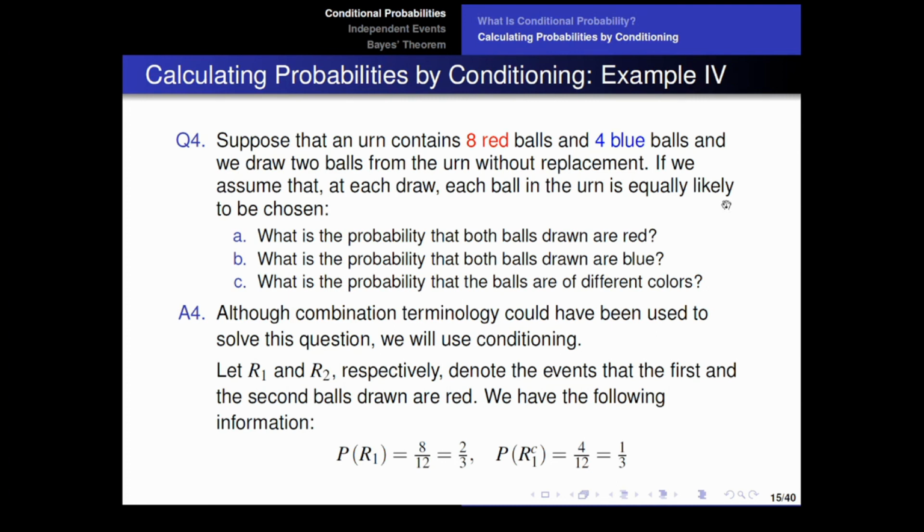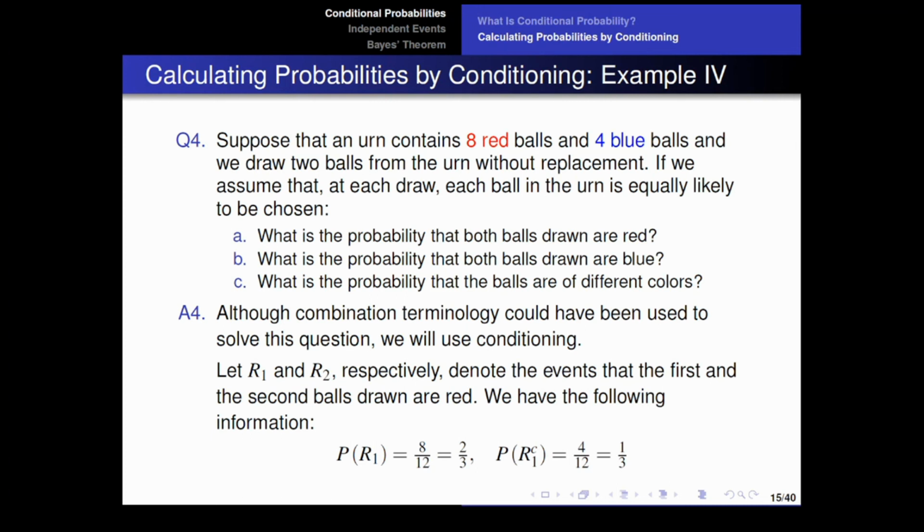So whenever you perform a random draw, each ball is equally likely to be chosen. Part A, what is the probability that both balls drawn are red? Part B, what is the probability that both balls drawn are blue? And part C asks, what is the probability that the balls are of different colors? Actually, we can answer this question using the knowledge that we have learned last week.